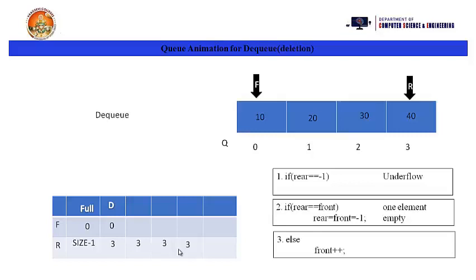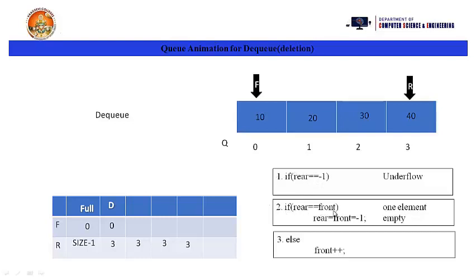Now I want to delete an element from the queue. Automatically the first element will be deleted. Why? Because it is first in first out. Now I want to delete the 10 element. Before deleting the 10 element, first I need to check this condition. If rear equal to minus 1, what is the value of rear here? 3. Is 3 equal to minus 1? No, the condition is false. Now we are checking this condition for underflow. If this condition is true, the queue is empty and we cannot delete an element from the queue. Now the queue is full with elements, so this condition is false, then go to the other condition.